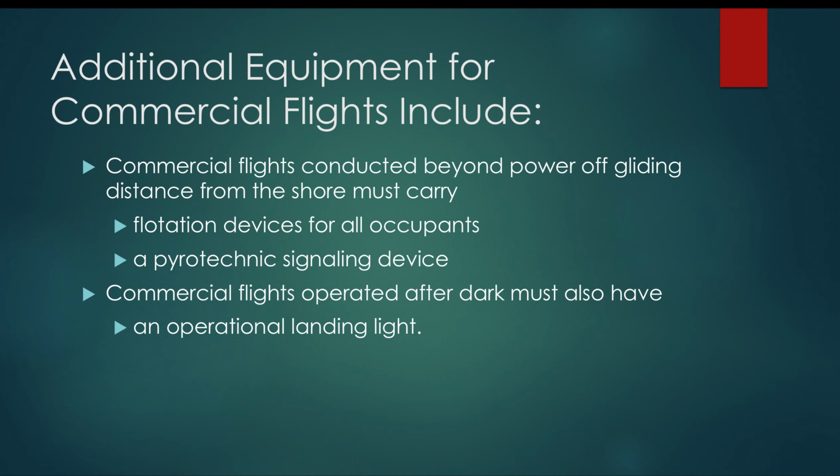All right, you need some other stuff for commercial flights in addition to the tomato flames and the eye flaps, and you might actually have more requirements on your operating certificate too. But commercial flights are operating beyond power-off gliding distance from the shore. So you can do tours up and down the coast, as long as if your engine quits, you can glide to the shore. You don't need to carry this stuff. But if you're going to go from San Diego to Catalina, you can't glide to the shore. You need to carry flotation devices for everybody and a pyrotechnic signaling device, like a flare gun or something like that.